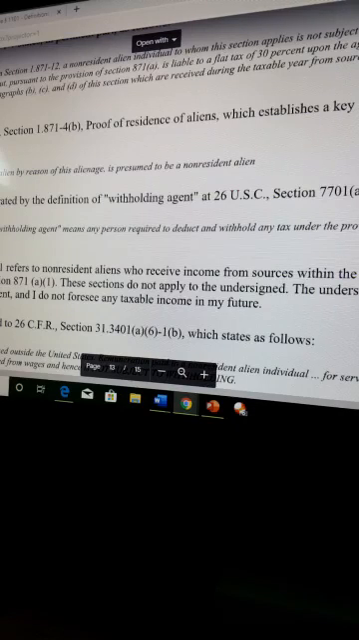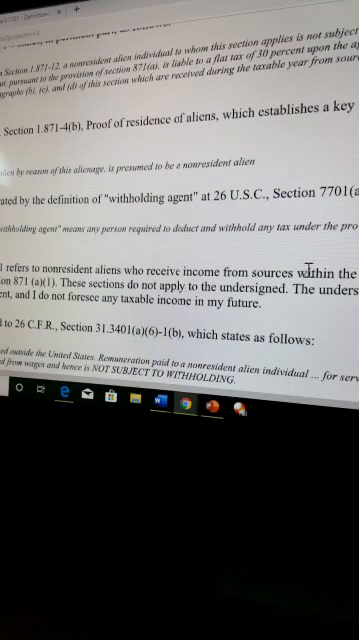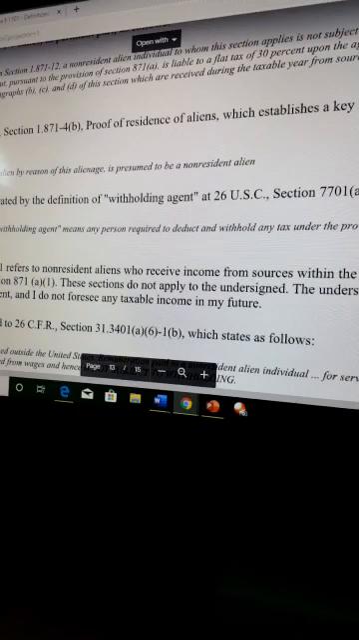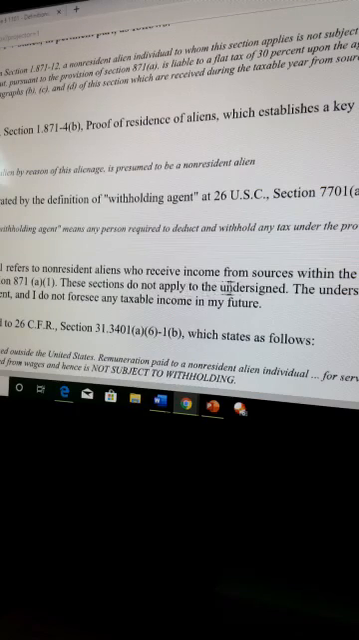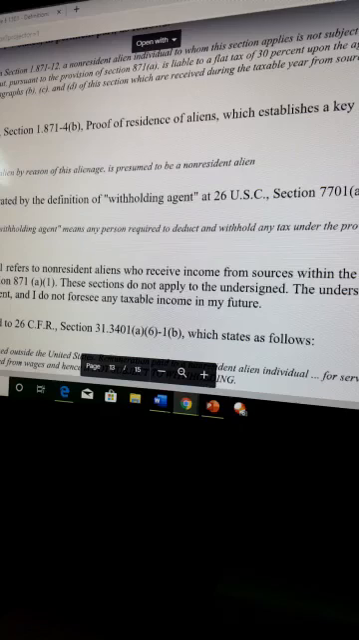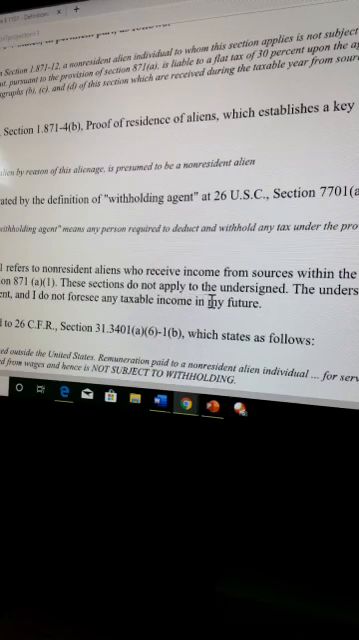Title 26 U.S.C. Section 1441 refers to the non-resident alien who received income from sources within the United States, as set forth in Section 871(a)(1). These sections do not apply to the undersigned. The undersigned has not had taxable income to date, and I do not foresee any taxable income in my future.